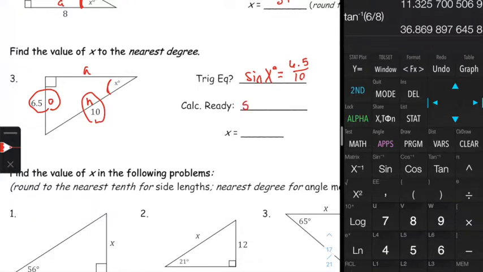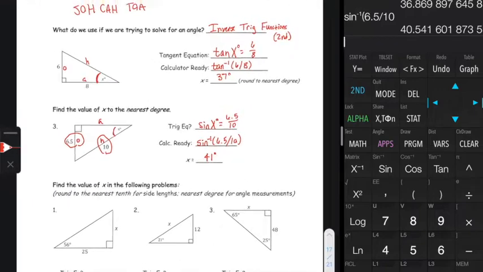And then we'll hit the second button, which will look like this in the calculator. And then we can go get our decimal. So second sine 6.5 divided by 10. And then about 40, we'll call that 41 degrees.